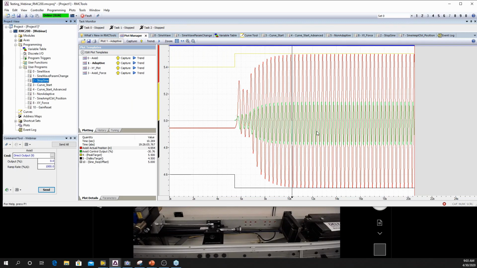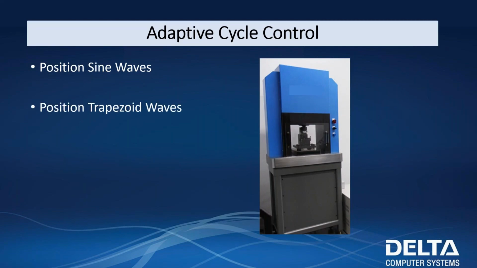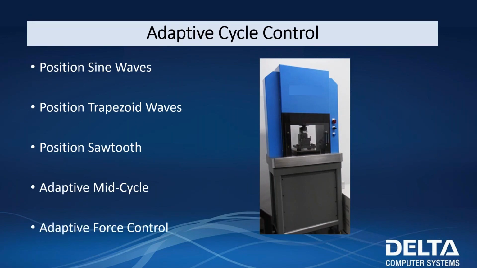So just that easy. The program, it's a little bit more complicated, but we've done all the programming inside it. You can configure it, but even easier than that, if say you like how this looks, but perhaps you need an adaptive program for force control or a triangle wave. Well, no worries there. We've got you covered. This is going to work for position sine waves, position trapezoid waves, position sawtooth. It's adaptive mid-cycle. And it's also going to run fine for force control.